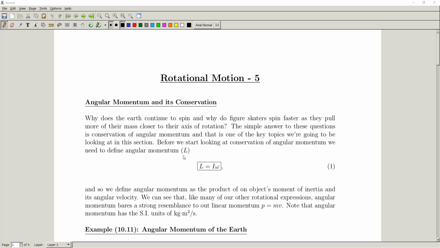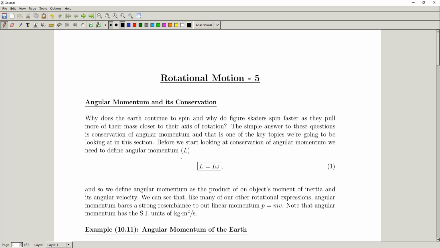We're going to give angular momentum this symbol L, capital L. And we define it as we have here in equation 1 where it's boxed off. So L is equal to I omega, where I, like in previous videos, is our moment of inertia, and omega is our angular velocity.